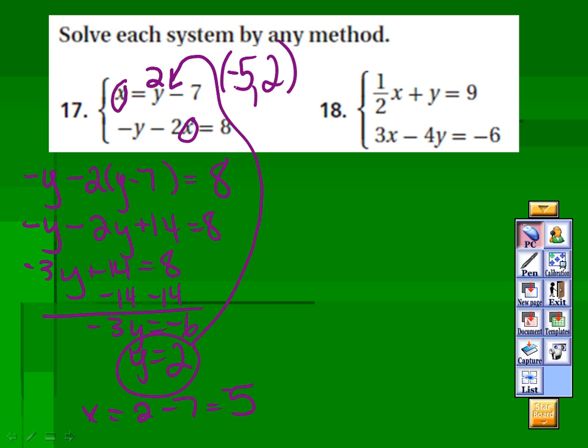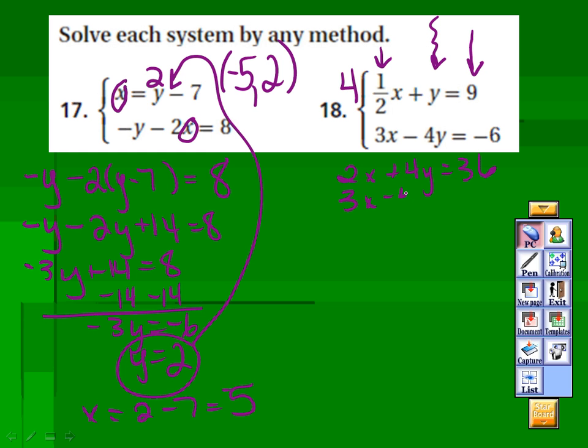On number 18, these are set up so that both of the equations are equal to a number. Therefore, it's set up for elimination. I don't really want to eliminate the 1/2 and the 3. That doesn't look like much fun. So I think I'm going to eliminate the y values. If I multiply by 4 on the top line, that gives me 2x plus 4y equals 36.